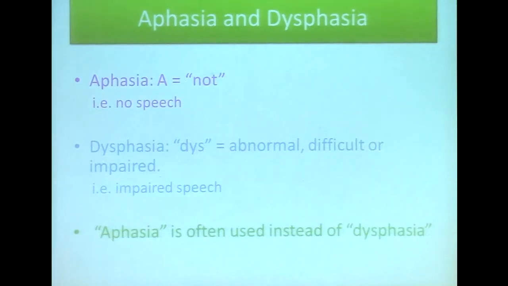Now, sometimes one gets confused between aphasia and dysphasia, mainly because in a lot of texts, the words are used interchangeably. Aphasia, A meaning not, phasia meaning speech, means that the person cannot speak, there is no speech. Dysphasia means it's abnormal, difficult or impaired. So that would be impaired speech. So you say somebody is aphasic if they cannot speak, or they have dysphasia if they have difficulty speaking, but you'll see in the text that aphasia and dysphasia are often referred to as the same thing.